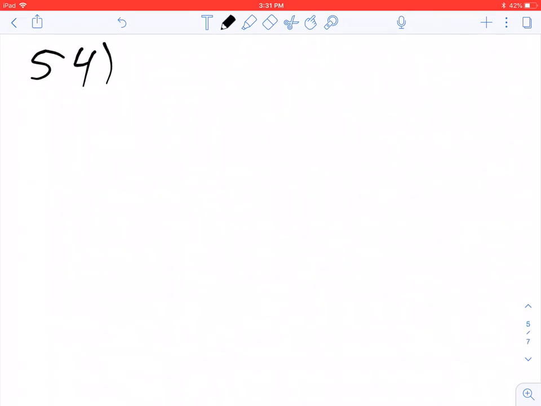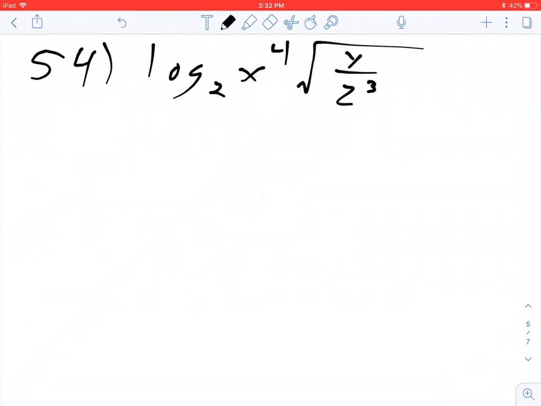Number 54 is log base 2 of x to the fourth, and then we have the square root of y over z to the third. So first thing is we have a product. x to the fourth is multiplying the y over z to the third. So we can split this up using the product property. We can also rewrite the square root as a 1/2 power. So I'm going to do that in one step.